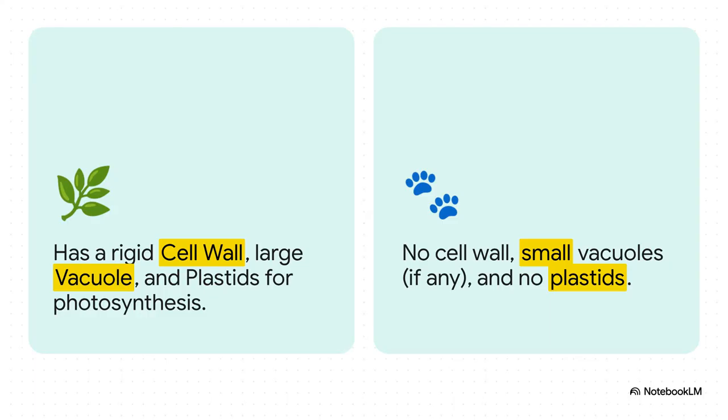Now, while the basic layout is pretty similar, not all of these microscopic cities are designed the exact same way. If you compare a plant cell to an animal cell, you'll spot some pretty big differences. Plant cells have this tough, rigid outer cell wall that gives them structure. They also usually have one giant central vacuole, which is kind of like a huge storage tank. And, super importantly, they have plastids, like chloroplasts. Those are basically tiny solar panels that let them make their own food from sunlight. Animal cells, they don't have any of that stuff.